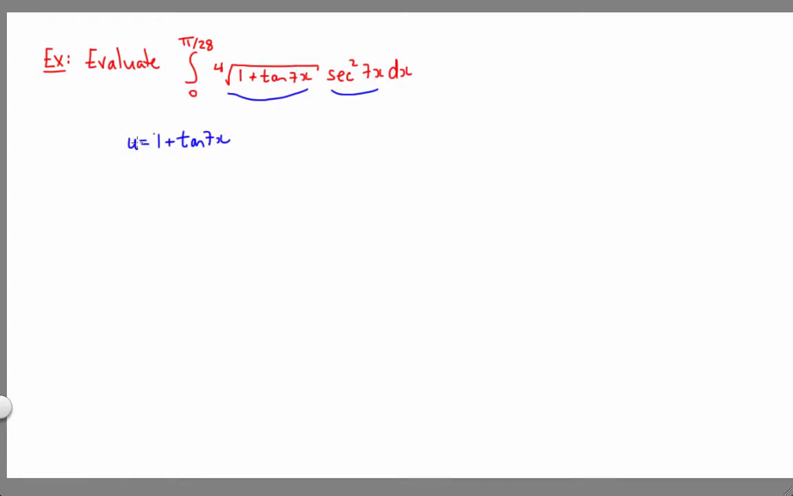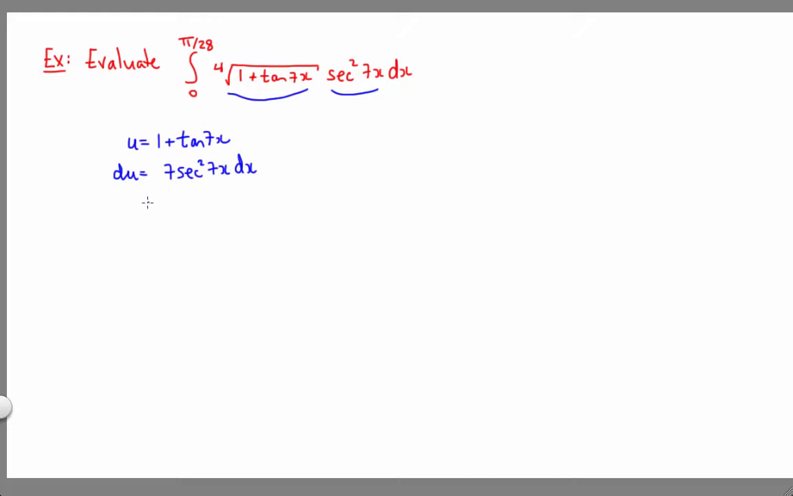Okay, so that would be a great choice because when we calculate du, we're going to get something that involves this secant squared expression. So let's see specifically what we're getting. Taking the differential, if we take the derivative first, the derivative of 1 is 0. The derivative of the tan is going to be 7 secant squared 7x, and to make that a differential, I'm going to multiply by dx. Okay, so it looks like we're on the right track here.